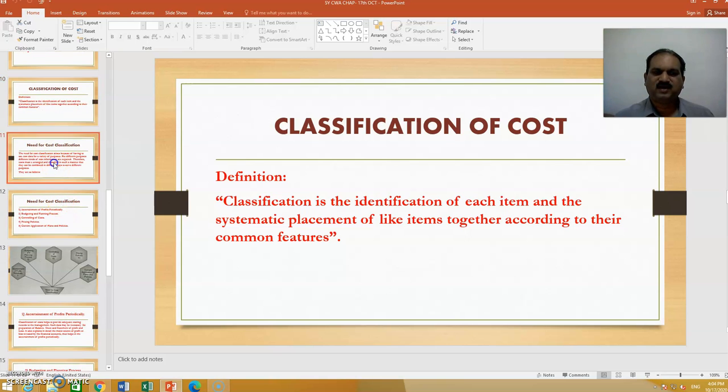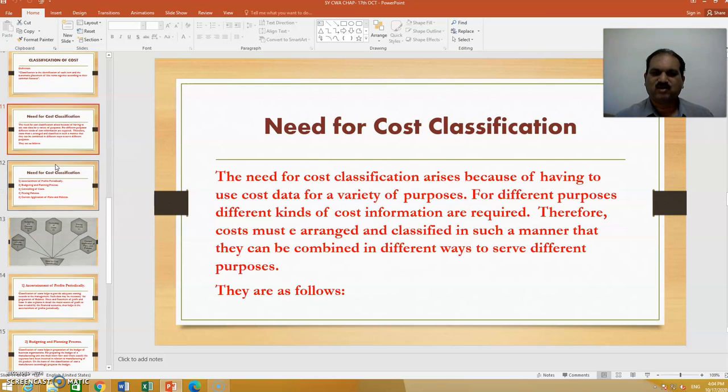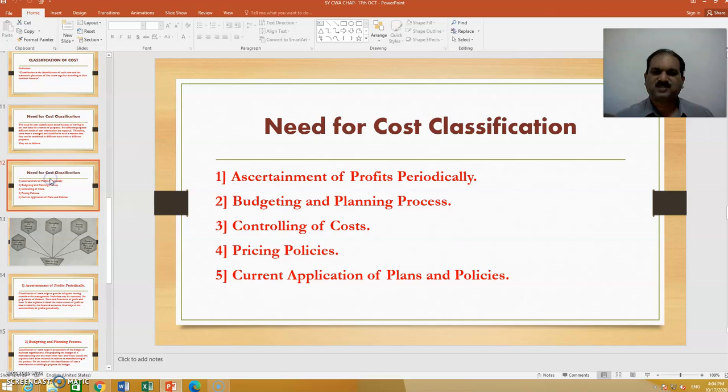Now, why the need of cost classification? The need for cost classification arises because of having to use cost data for a variety of purposes. For different purposes, different kinds of cost information are required. Therefore, cost must be arranged and classified in such a manner that they can be combined in different ways to serve different purposes.